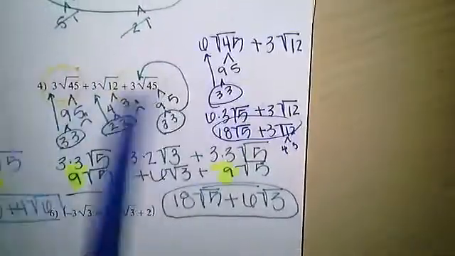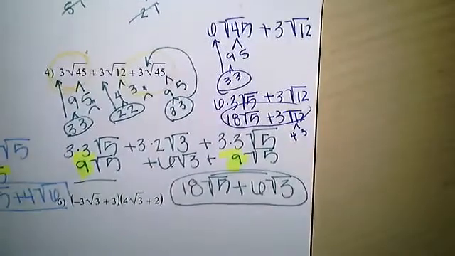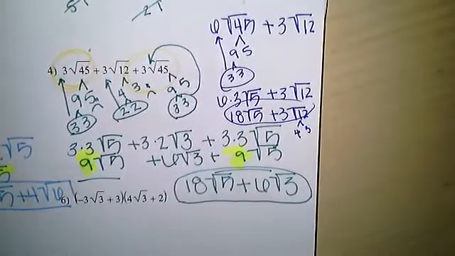Me personally, I like to combine stuff in the beginning. It's a little easier, but sometimes it's easier for people to combine after. So just choose the way that works for you. And this is how we add and subtract radicals, and there'll be a separate video on how to multiply them.